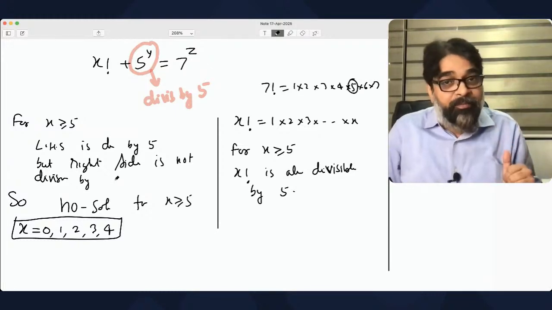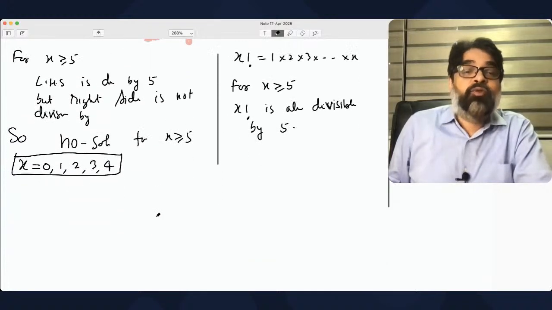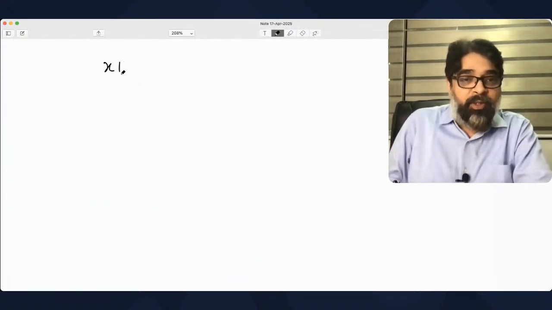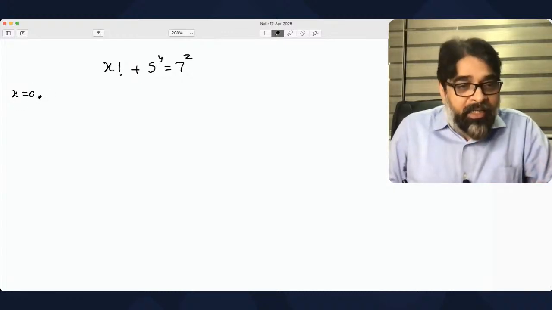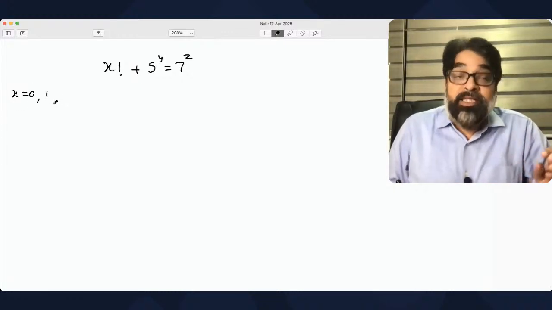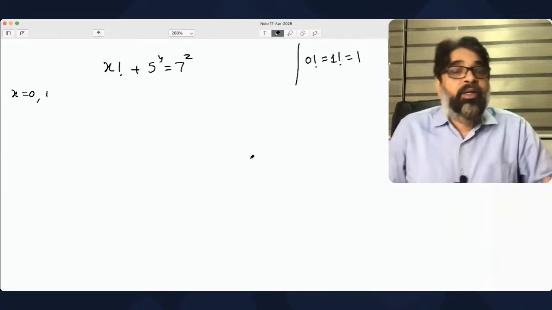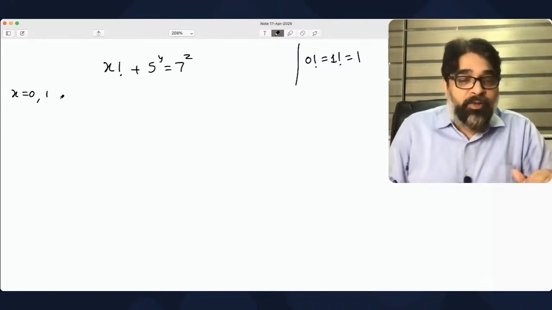It's easy to solve. So let's do it for each one. The equation is: x factorial plus 5 power y equals 7 power z. Now, x equal to 0 or x equal to 1, both, because 0 factorial is also 1. 0 factorial is equal to 1 factorial is equal to 1. So for both, we will use that. Put it here: 1 plus 5 power y equals 7 power z.